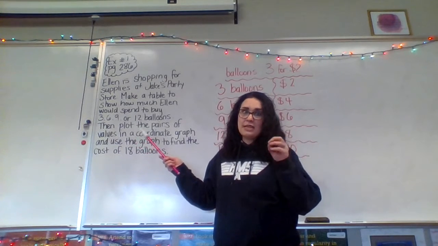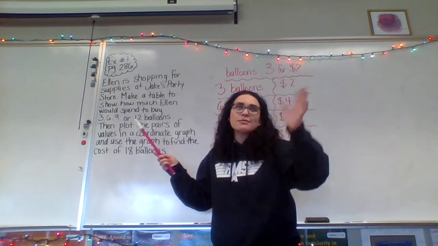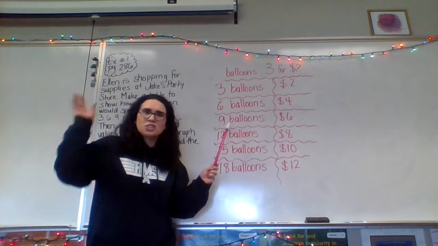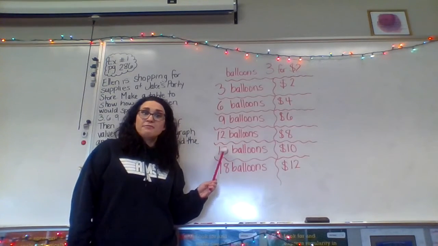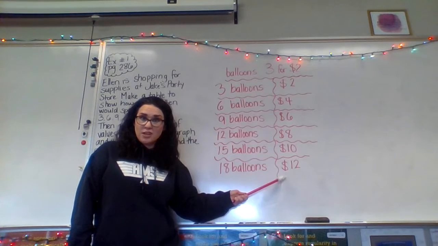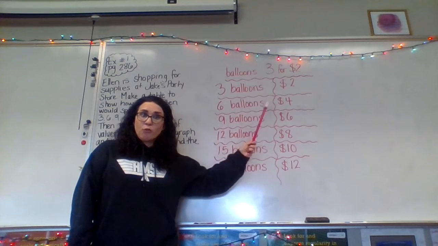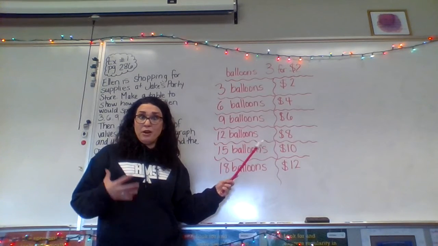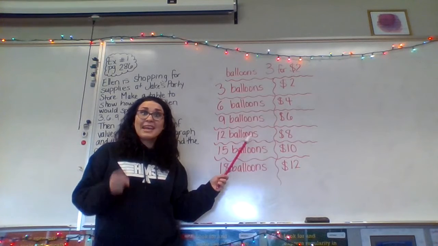Now, I know in our original problem, it said I only needed to use the table to find the costs of 3, 6, 9, and 12 balloons. But it also tells us we're going to have to figure out 18. So I just decided let's make the whole table. Then 15 balloons was $10, 18 balloons was $12. So again, here are the different costs for different amounts of balloons that Ellen can buy.